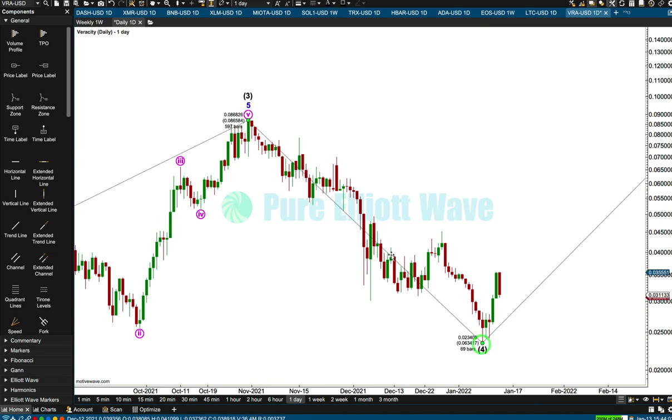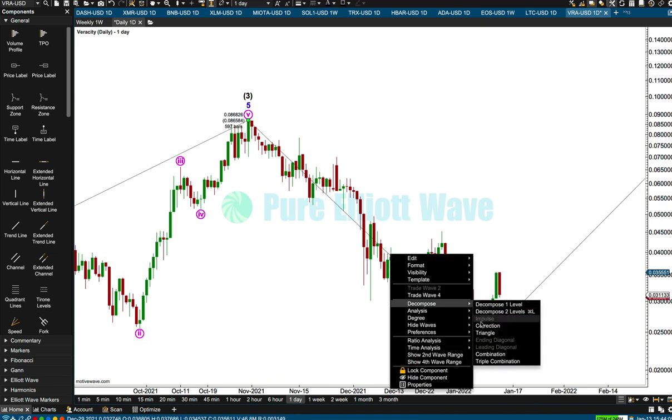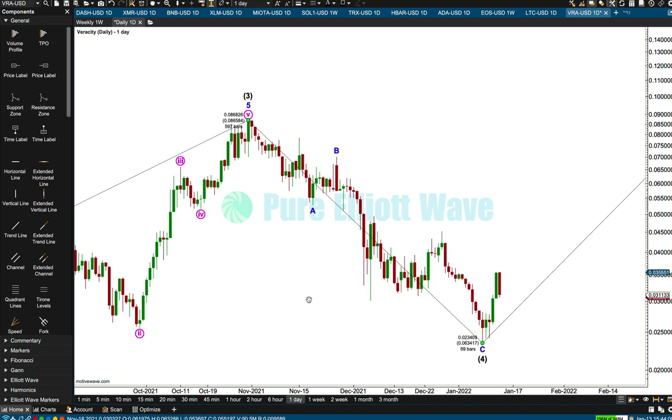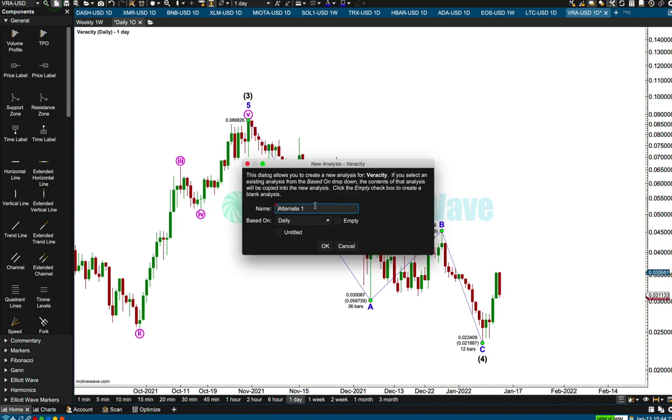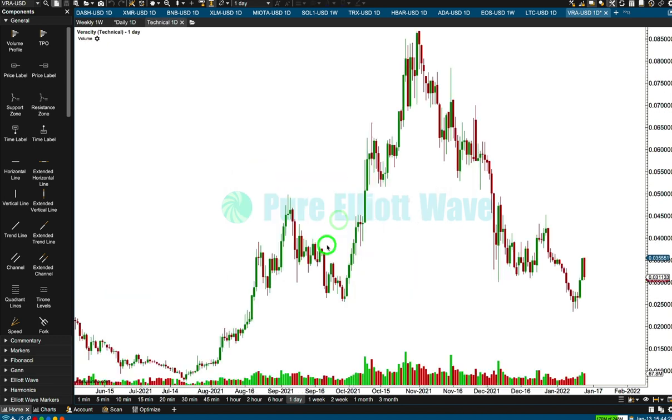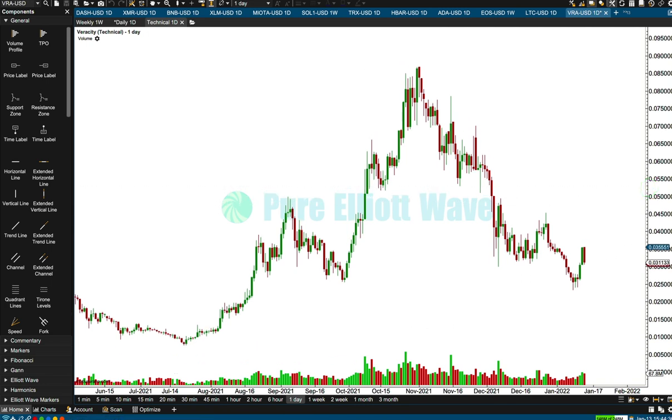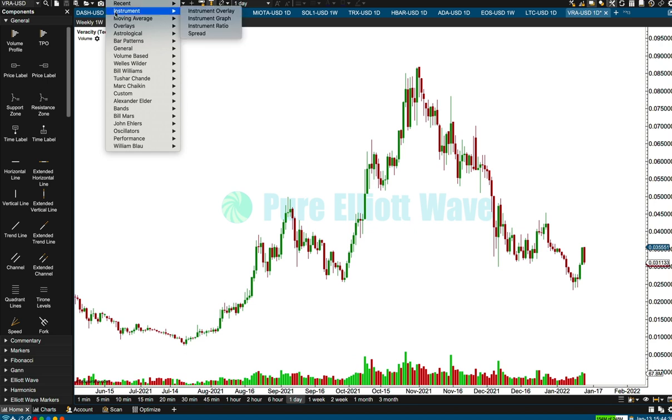And is 4 over? I think I'd want to put a here, that's not going to work. Okay, enough with the Elliott wave. Let's open a new chart. And we'll have this empty. Let's look at daily. And let's bring in some technicals.